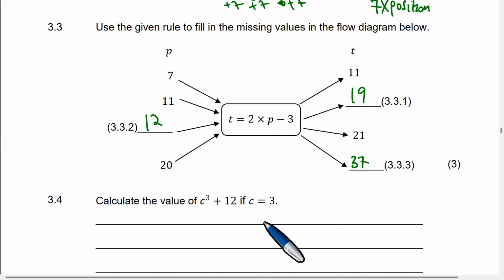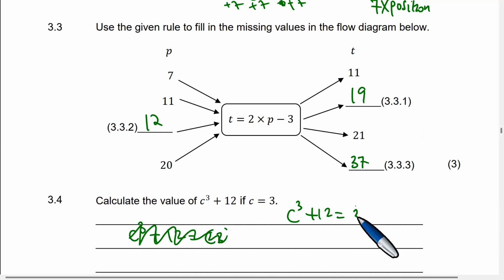Calculate the value of c cubed plus 12 if c is 3. What's your answer? Is it 27? Okay, let's check, because it is c cubed plus 12, and c is 3. Let me write properly. You have c cubed plus 12. c is 3, which means it is 3 cubed. What is 3 cubed plus 12? It's 27 plus 12, which is 39.